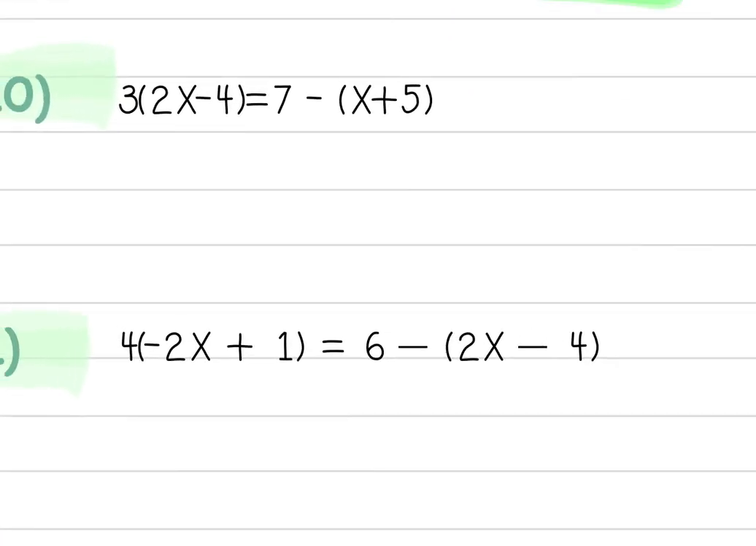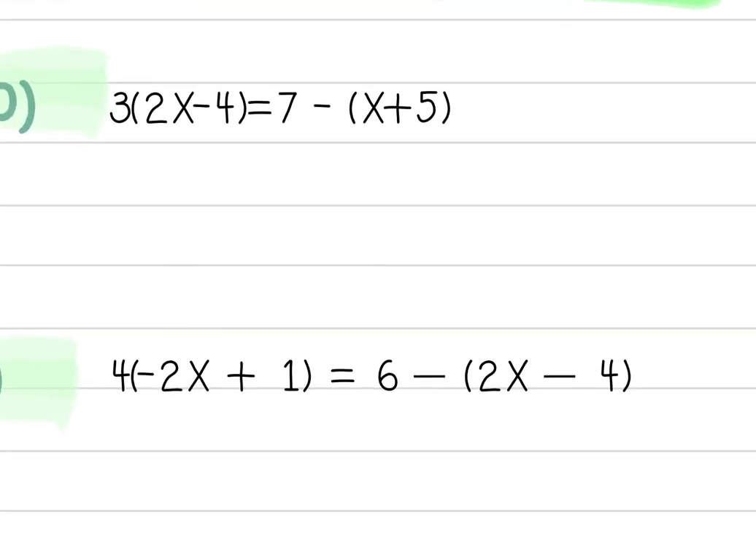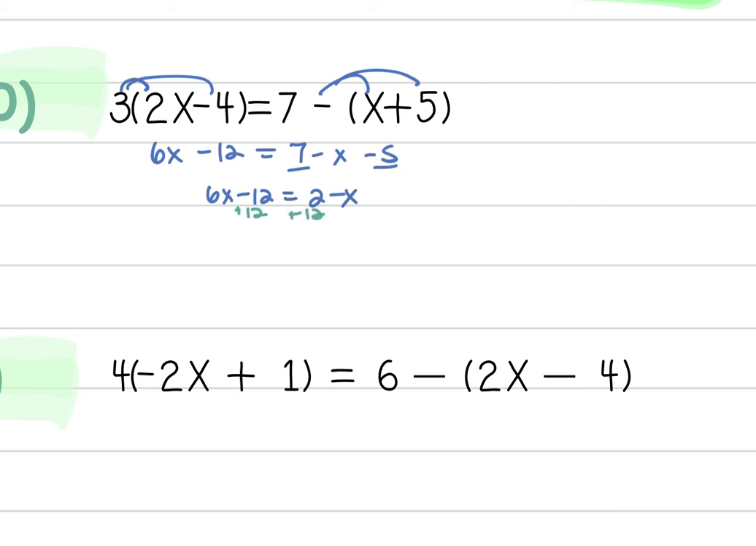All right, so on 10, you want to distribute that 3 in. I get 6x minus 12 equals 7, and then be careful, make sure both the variable and the numeric value after the minus get that minus for the second one. So it'd be minus x minus 5. Then I'm going to combine my like terms on the right, so 6x minus 12 would equal 2 minus x. I can add the 12, and I get 6x equals 14 minus x. I can add the x. 7x equals 14, and then divide both sides by 7, and x is 2.